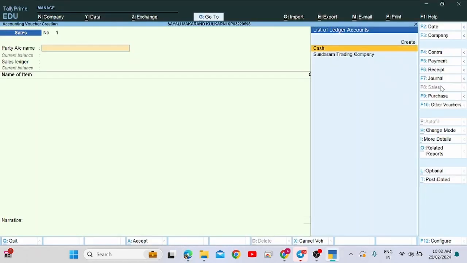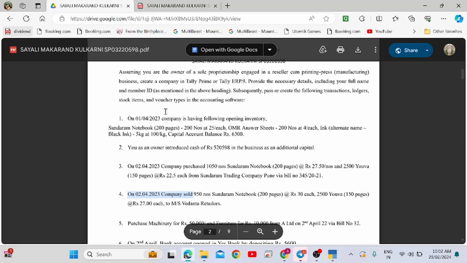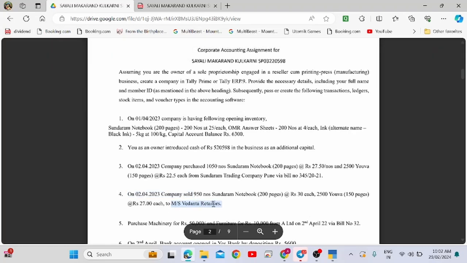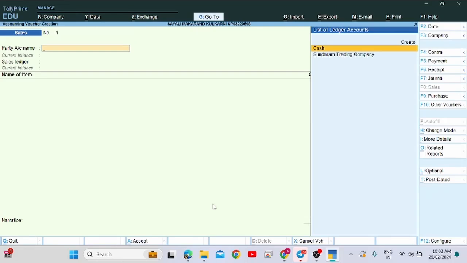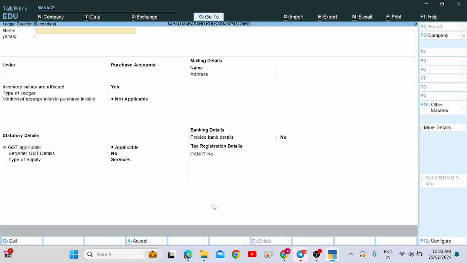Now I'm in the sales voucher type. Here you can check where you are. You are here in the sales, correct. And then here they are saying you have sold to Vedanta Retailers. Now just try to type. I know that the Vedanta Retailers ledger is not there, therefore I already copied it. And then I'm typing also, Tally is giving me an error, therefore I will create.